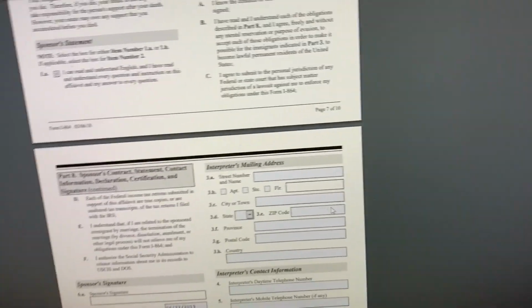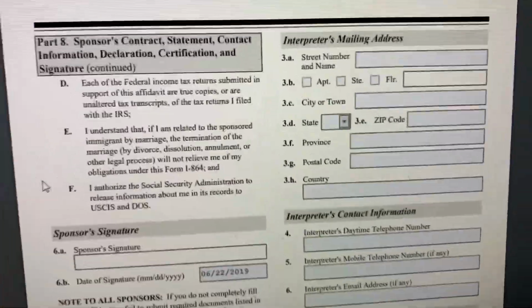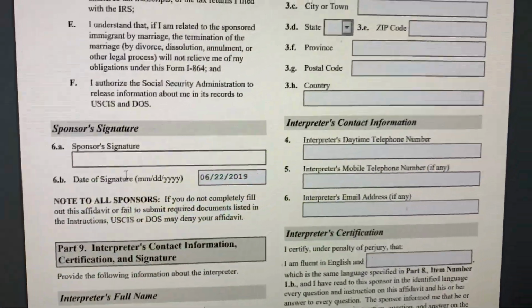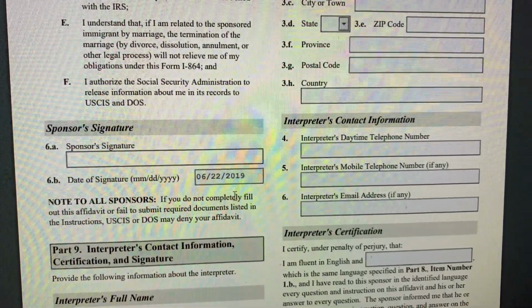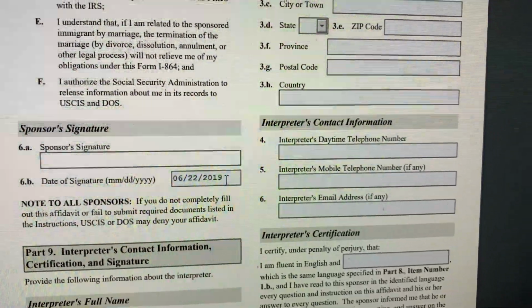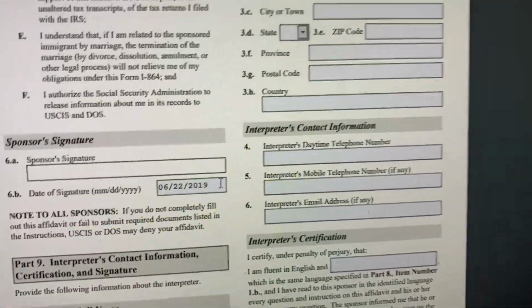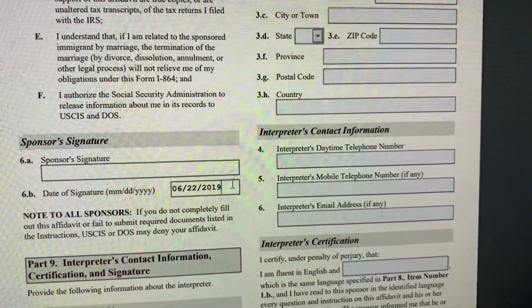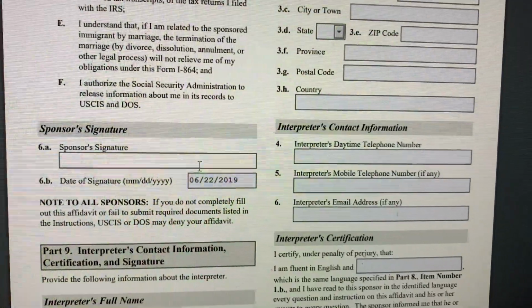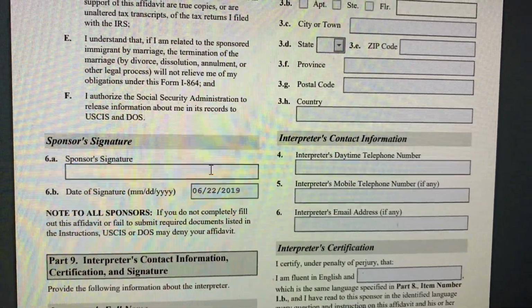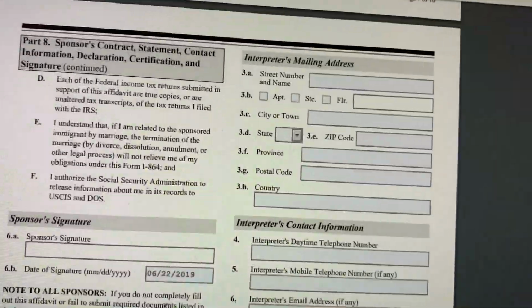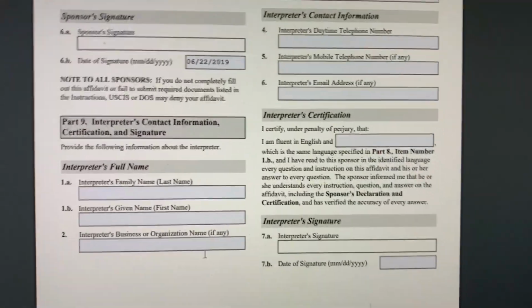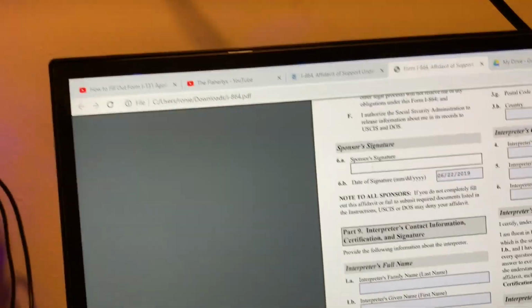So page 8. On page 8, this is very easy, guys. Page 8, sponsor's signature. So put the sponsor's signature here and the date of signature. I suggest you put the date of signature as the date you send the document. So yeah. Interpreter's full name, mailing address. This is where the interpreter signs.